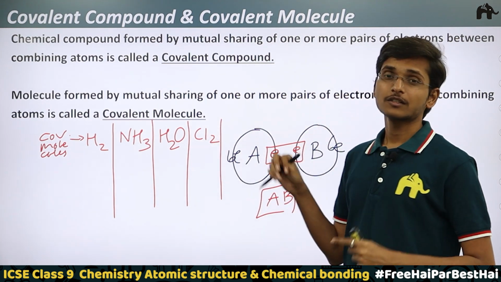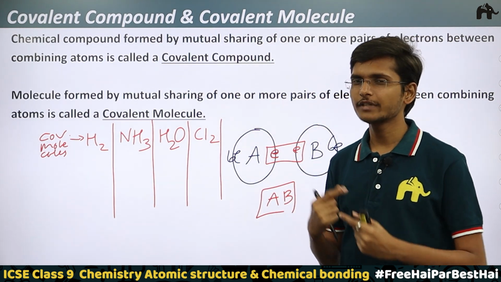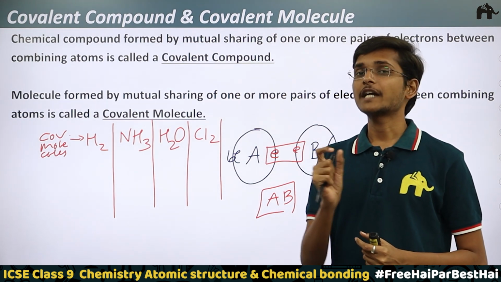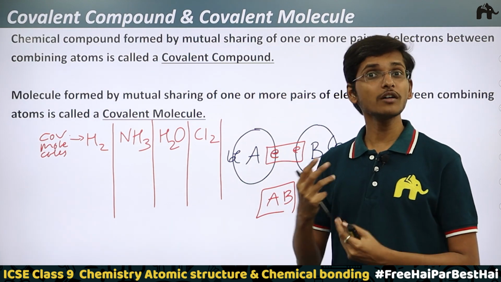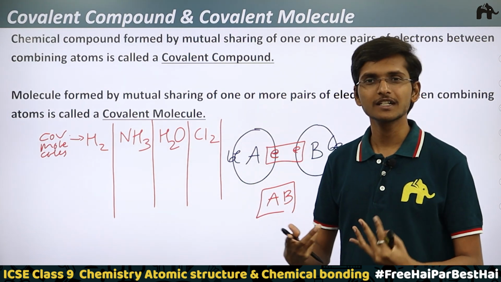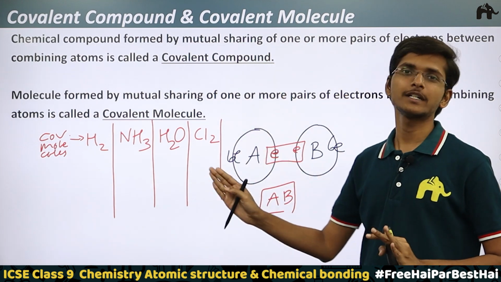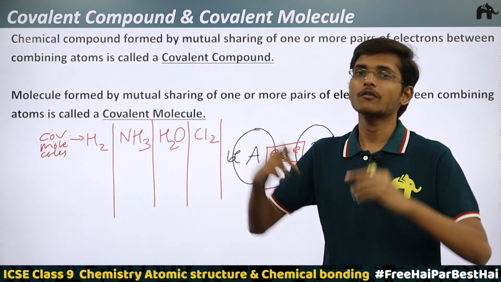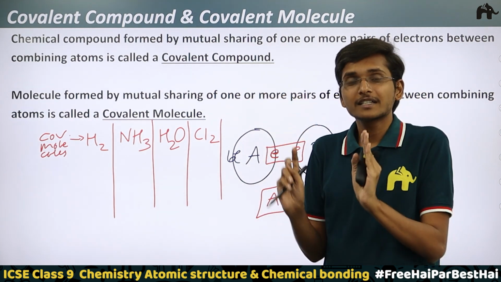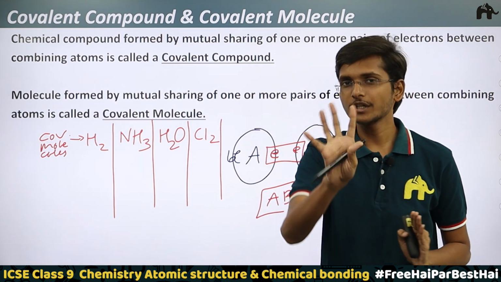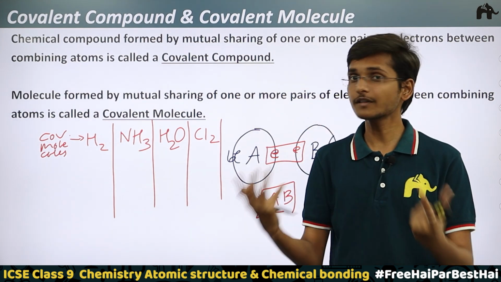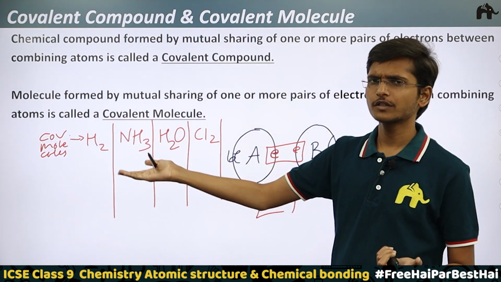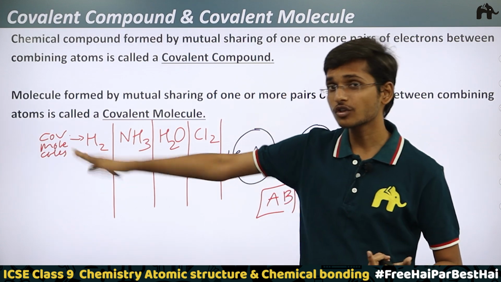But out of these, for covalent compounds, we have to understand a very basic difference: compounds are made up of atoms of different elements. It has nothing to do with the concept of covalent bonding here. It is a very simple thing which you have already studied from class 6, that the molecules of compounds have atoms of different elements. So in the hydrogen molecule, are the atoms of different elements? No. So this is only a covalent molecule. This is not a covalent compound.